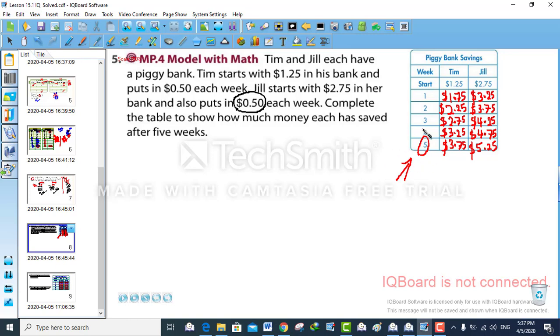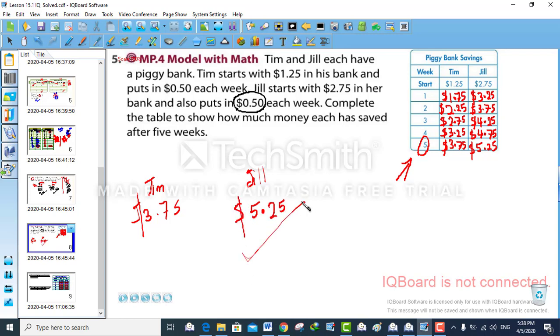So after 5 weeks, the first one, Tim, has how many? $3.75. Yes. The other one, Joe, has $5.25. Okay, this is after 5 weeks. And you can do this one by the same way as I told you.